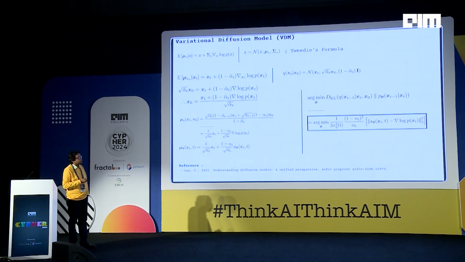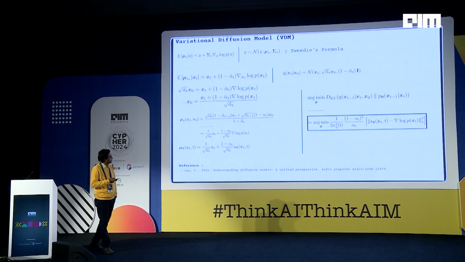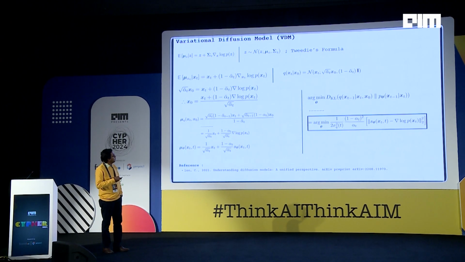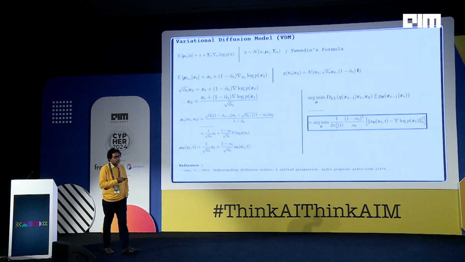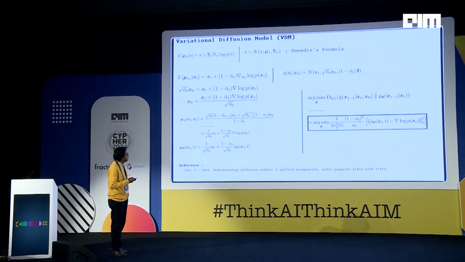You can also show this in a very similar way, that this is what we call a score function. The score function is basically the grad of x. You try to understand which direction you need to move in the data space in order to maximize the likelihood. That's called the grad of x. This is called the score function.